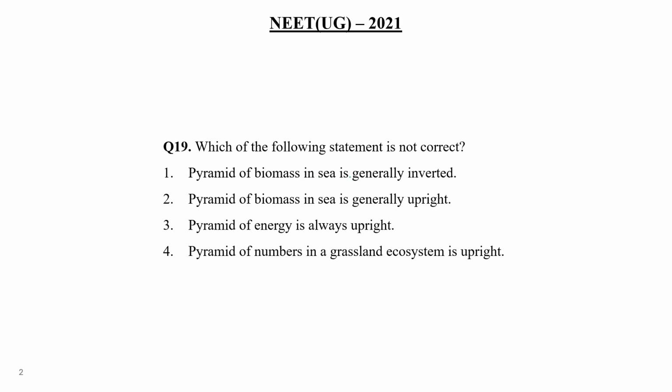Which of the following statements is not correct? Pyramid of biomass in sea is generally inverted. Pyramid of biomass in sea is generally upright. Pyramid of energy is always upright. Pyramid of number in a grassland ecosystem is upright. And we have to identify the wrong statement, the one that is not correct. Just take 5 to 10 seconds and then we will discuss the correct answer.